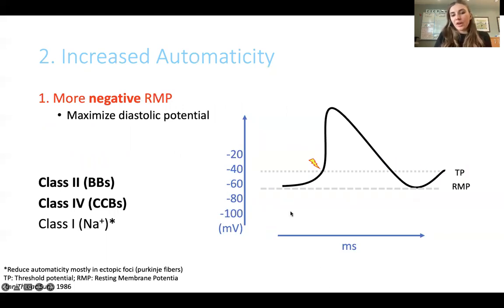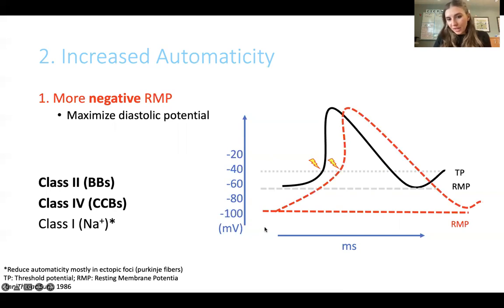Well, if the resting membrane potential sits at negative 60 millivolts and then we shoot off and depolarize at negative 40, what if we just reduce that resting membrane potential to say negative 90 millivolts? Well, in that circumstance, it's going to take a lot longer to get to that threshold, and then we're going to shoot off. So it's going to help us slow things down. We're going to do that with beta blockers and calcium channel blockers primarily.